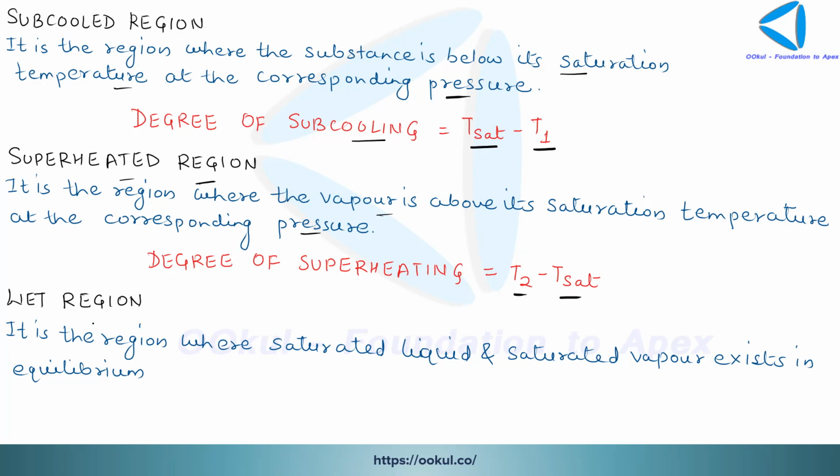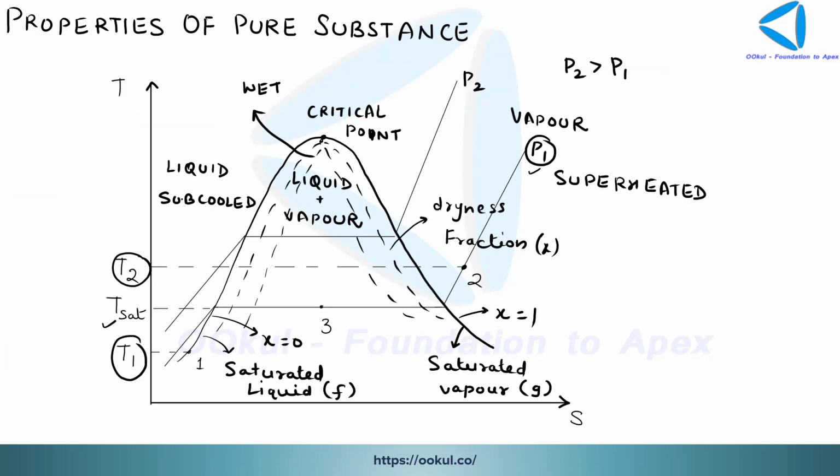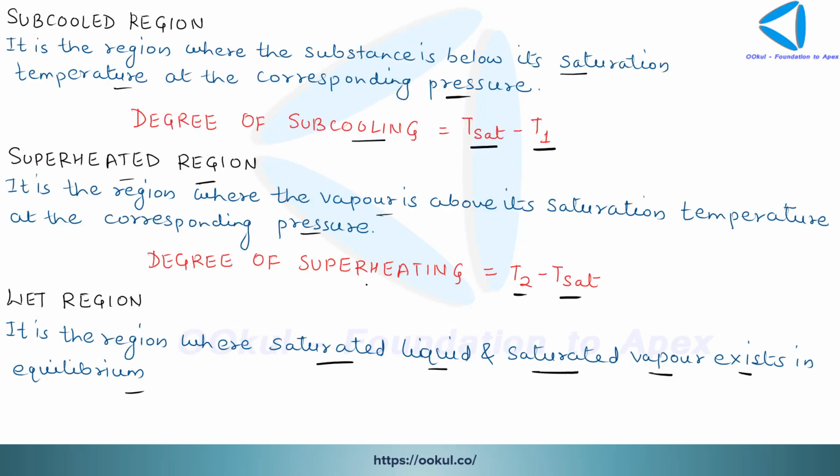Then the third region, the wet region, is the region where saturated liquid and saturated vapor exist in equilibrium, because you can see the middle portion within the dome is known as the wet region. Here both liquid and vapor exist in equilibrium. Near the saturated liquid curve, the portion of liquid will be more. It keeps on converting to vapor, and as we reach the saturated vapor curve, all the liquid has been converted into vapor.